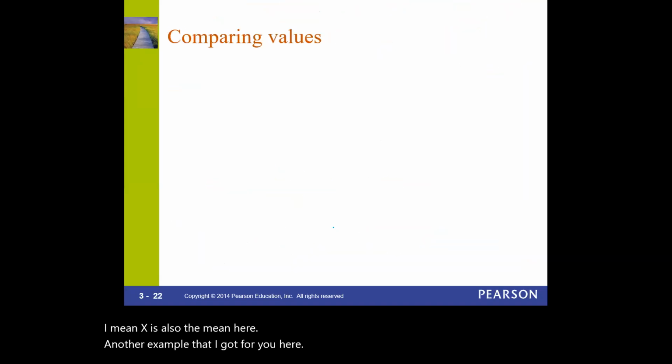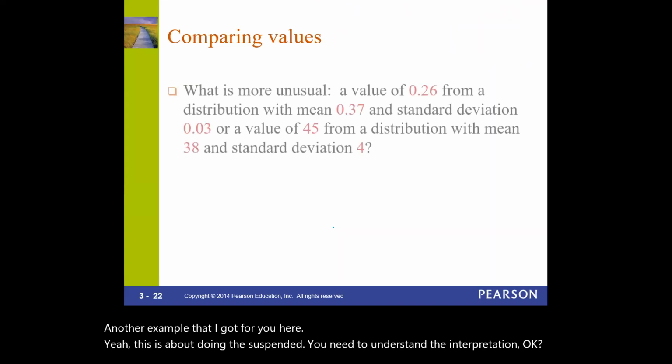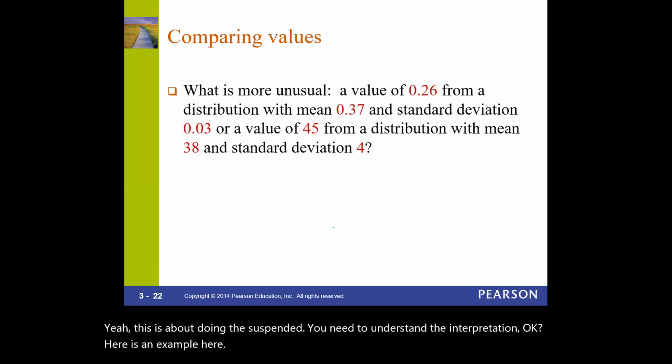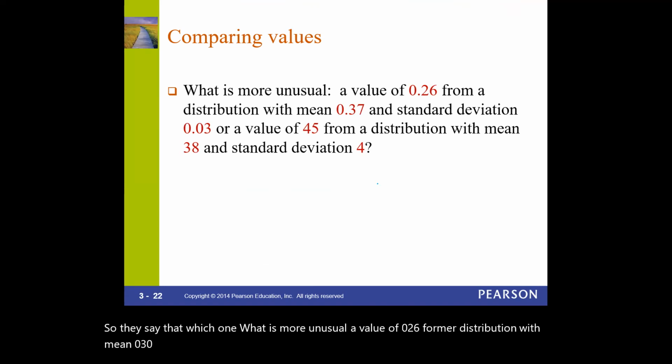Yeah, this is about negative consequences, but you need to understand the interpretation, okay? Here is an example. Which one is more unusual? A value of 0.26 from a distribution with mean 0.37 and standard deviation 0.03, or a value of 45 from a distribution with a mean of 38 and standard deviation of 4?